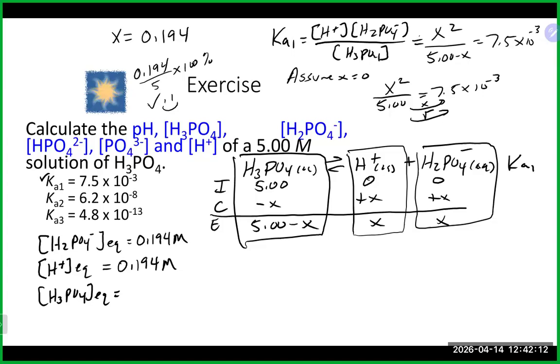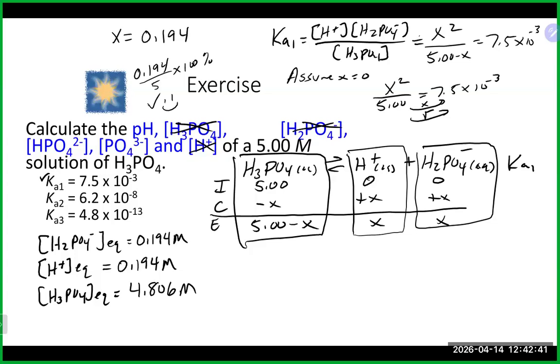And we also have our phosphoric acid concentration at equilibrium, which is going to be 5 minus our x value, which is 0.194. That's going to give us 4.806 molar. So right off of our first ice table, we got this answer, we got this answer, and we actually have this answer as well. So that ain't too bad in this case. Any questions so far?